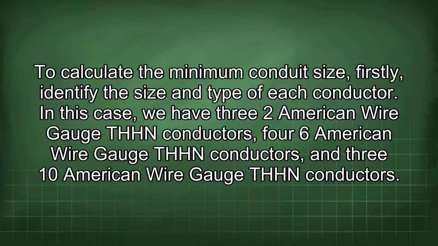To calculate the minimum conduit size, firstly, identify the size and type of each conductor. In this case, we have 3 2 American wire gauge THHN conductors, 4 6 American wire gauge THHN conductors, and 3 10 American wire gauge THHN conductors.